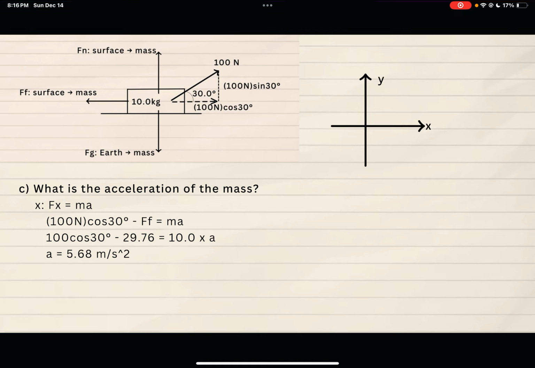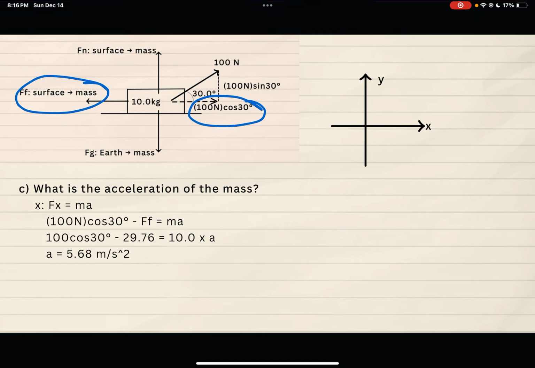Then we move on to part C. What is the acceleration of the mass? We again apply Newton's second law for the x direction. We have Fx equals ma. In the x direction, we have two forces: force of friction to the left and horizontal component of the force to the right. Because I define right as the positive direction, we have 100 Newton times cosine 30 degrees minus force of friction equals ma.